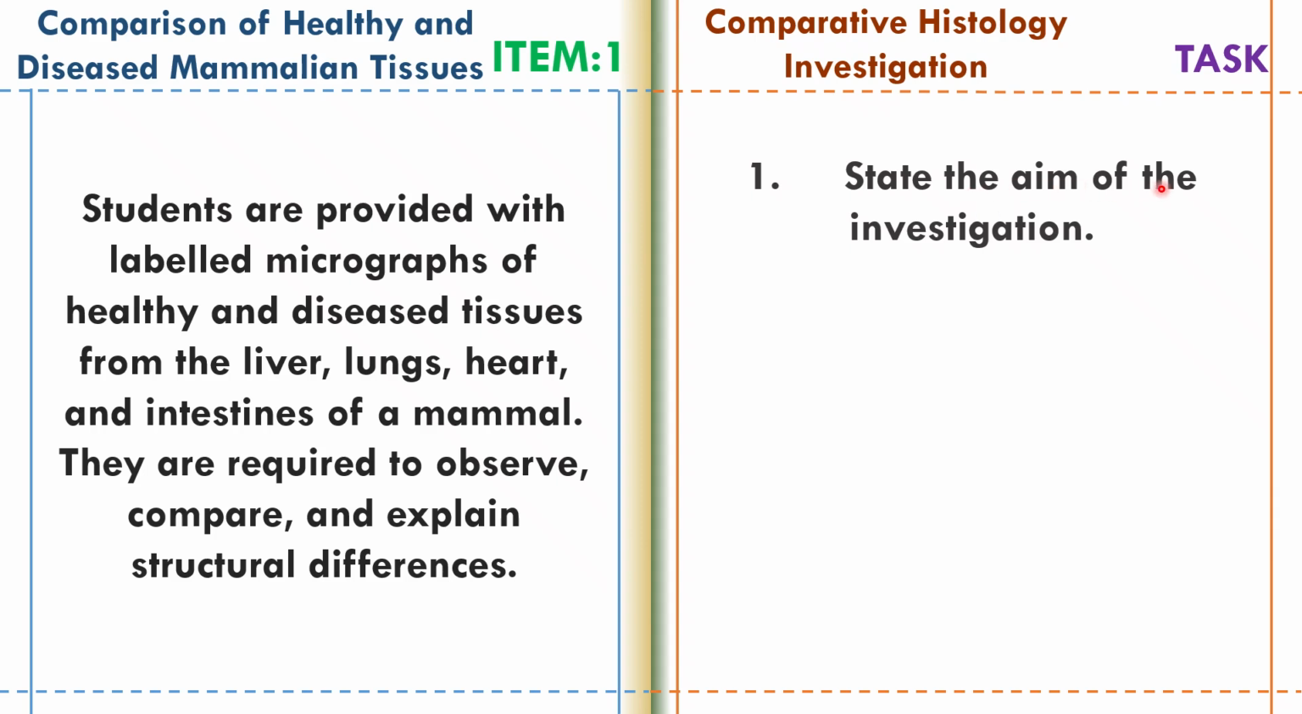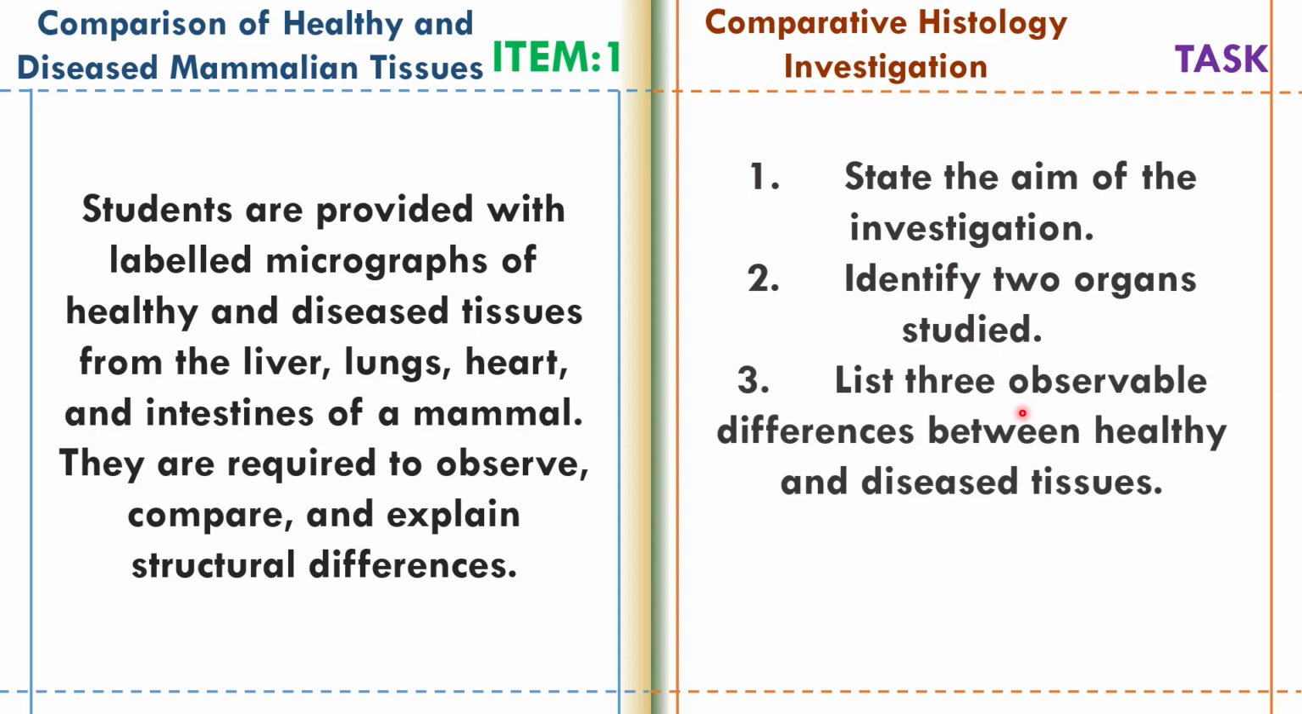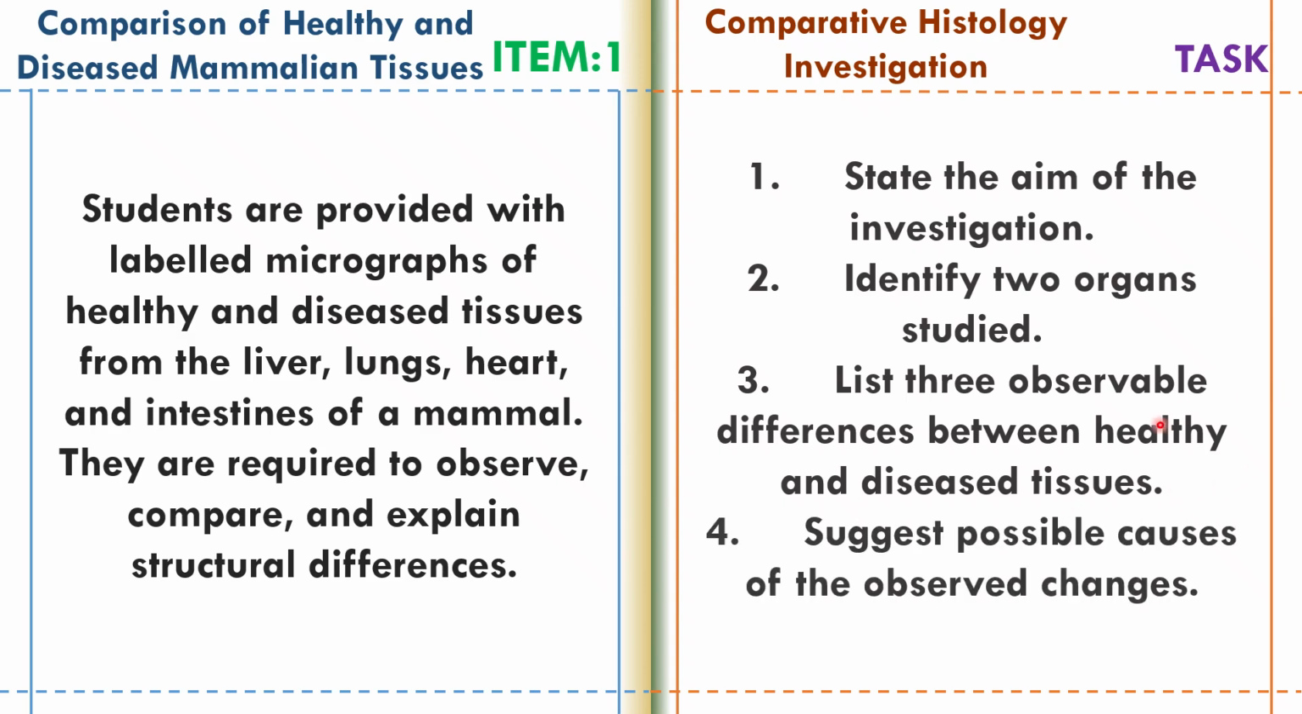State the aim of the investigation. Identify 2 organs studied. List 3 observable differences between healthy and diseased tissues. Suggest possible causes of the observed changes.